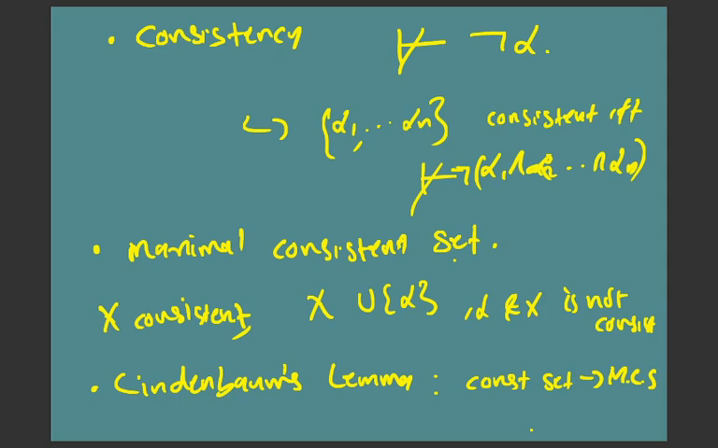That is our definition. Then we defined the maximal consistent set: a set X is maximal consistent if it is consistent, and if I add anything outside X, then it is not consistent. Every formula which is outside X makes it inconsistent. We looked at some interesting results and properties of this, and one of them is Lindenbaum's lemma, which says that any consistent set can be extended to a maximal consistent set.